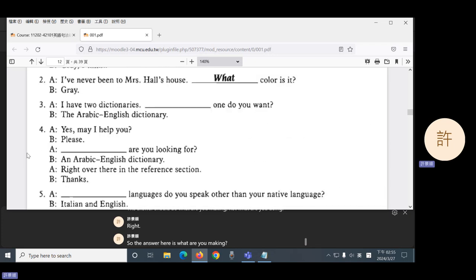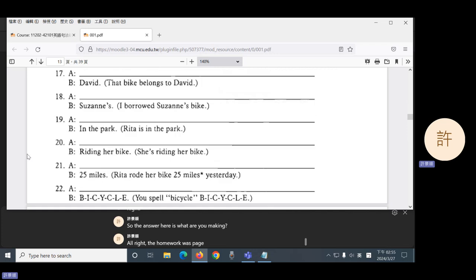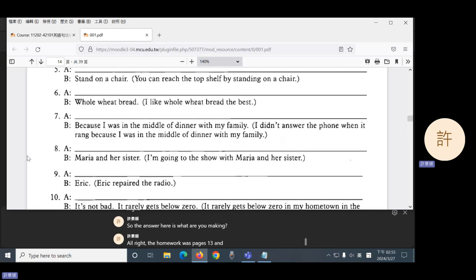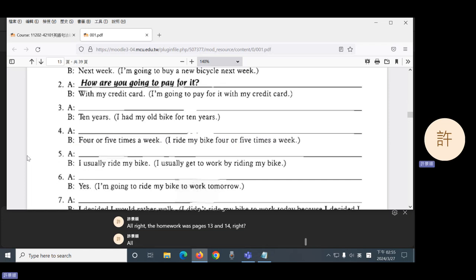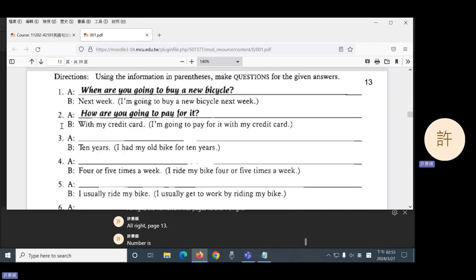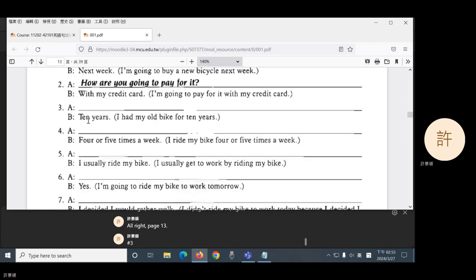All right, the homework was pages 13 and 14, right? All right, page 13. Number 3, it's asking about time, so how long? And then it's using the perfect aspect. How long have you had your old bike?